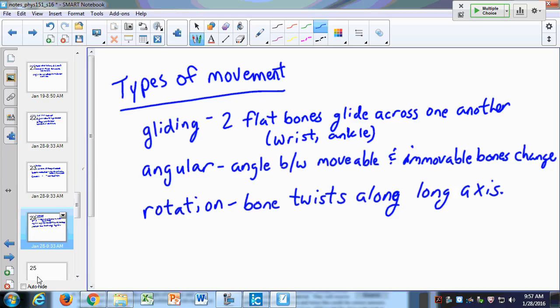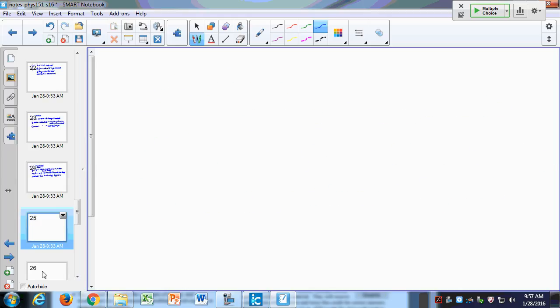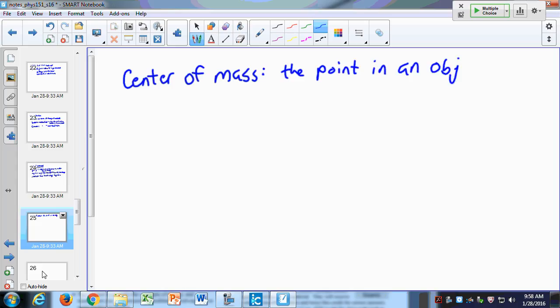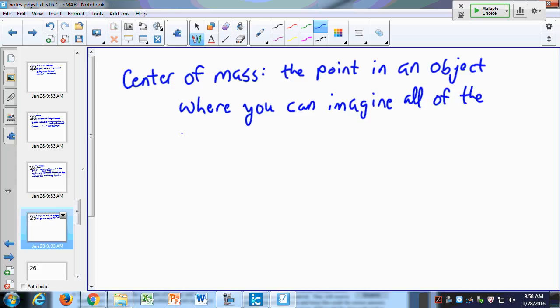Okay, just one more thing, and that is center of mass. The center of mass is the point where you can imagine all of the mass is located. A point in an object. There's a sort of more complicated mathematical definition that has to do with the distance of all the masses from a particular point in a body, that the sum of those has to be equal.